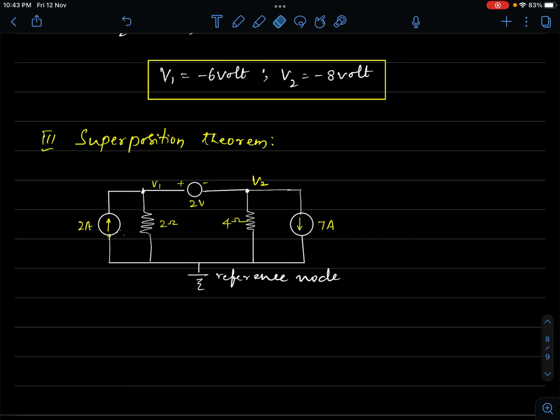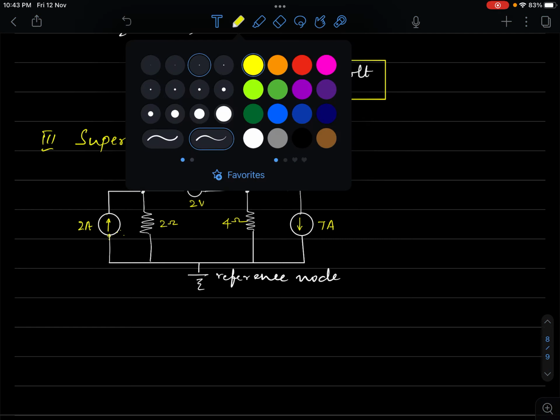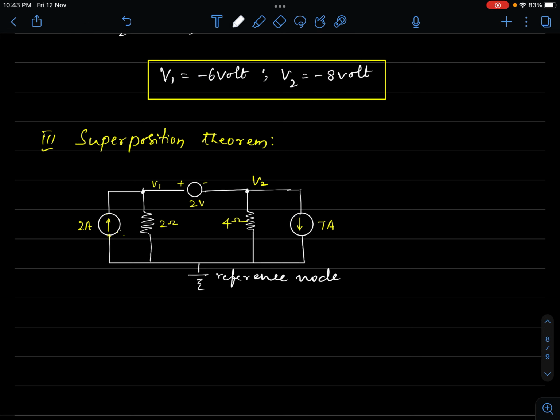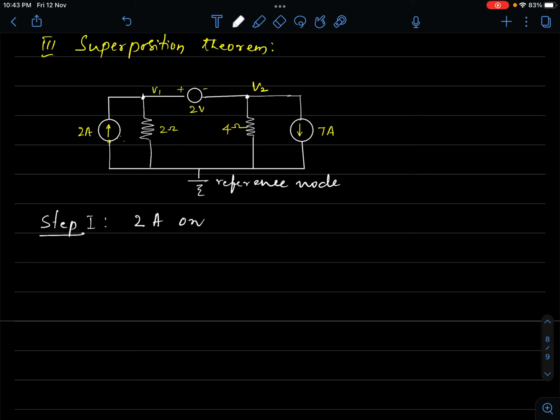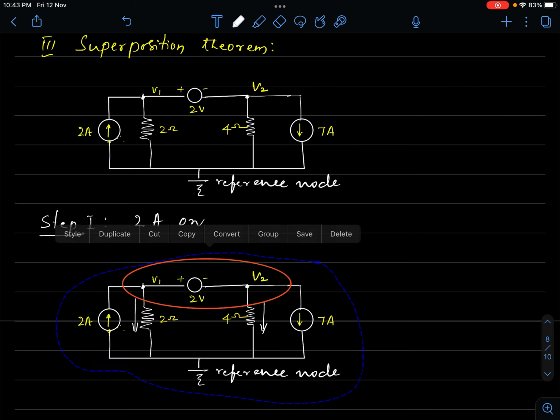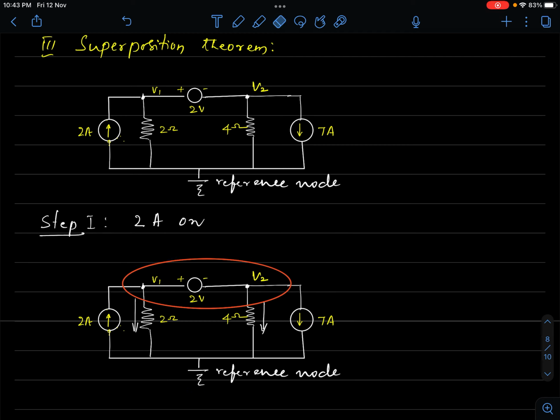When we apply the superposition theorem, what do we do? We consider one source at a time and deactivate the other sources. I'll write my first step. Step number 1: we keep the 2 ampere source on. Only one source is kept on, and the remaining sources are to be turned off. What do we do for turning off a source?